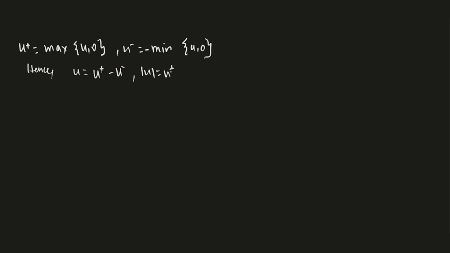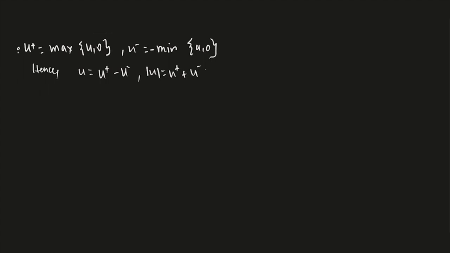Okay, u plus is defined as the maximum of u and 0. Similarly, u minus is defined as the minus minimum of u and 0. Hence you can write u to be u plus minus u minus. Both of these are positive functions, and u can be written as a sum of two positive functions. Similarly, mod u will be u plus u minus. You can check this, it's very easy to check.